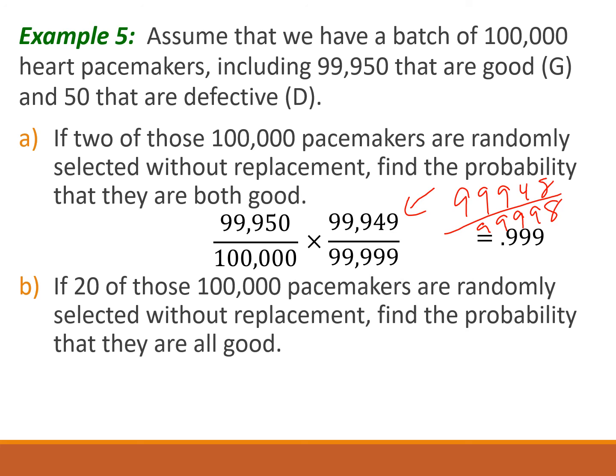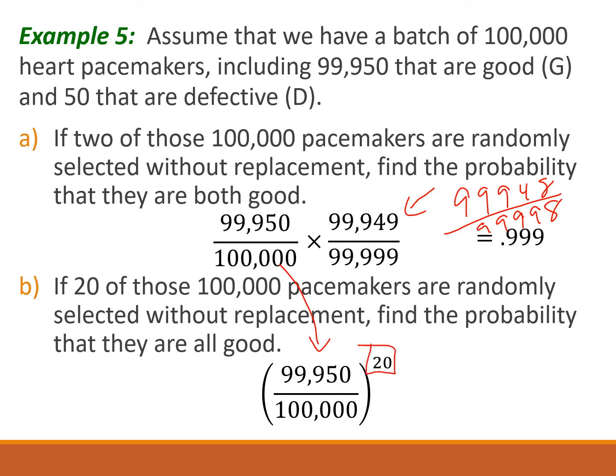So instead of treating these as dependent, we're going to treat them as independent, okay, which means they all are considered this original probability, and we just keep that probability for all 20 of our selections. Okay, we raise that to the 20th power because we just keep that probability times itself 20 times. And that gives us our answer of 0.990.